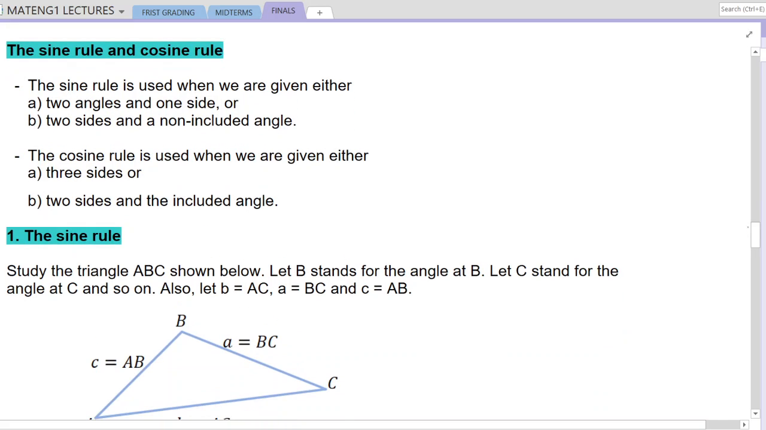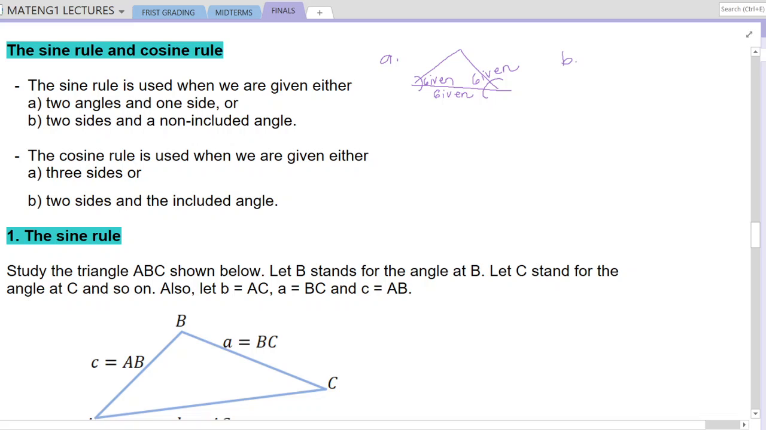Now we move on to the sine rule and cosine rule. The sine rule is used when we are given A, two angles and one side, or B, two sides and a non-included angle. For example A, two angles and one side are given. If I draw a triangle, two angles will be given, and one side is given. Or we can have this side and this side given.